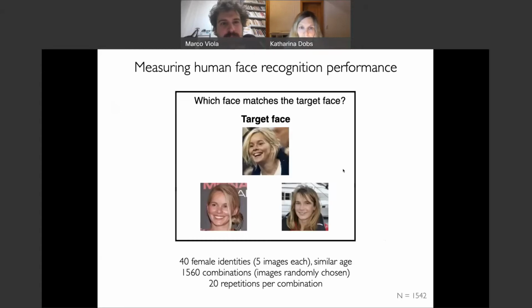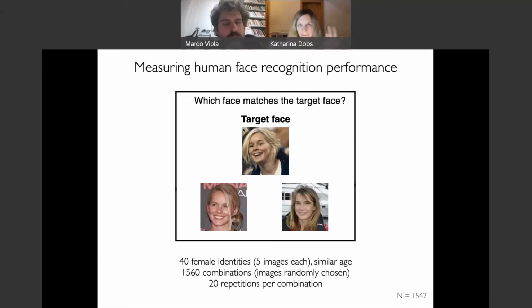So how did we measure human face recognition performance? We ran a large-scale study on Amazon Mechanical Turk and simply asked subjects to choose which of two matching faces in the bottom here belong to the same identity as a target face, based on all combinations of 40 different identities. We particularly chose 40 female identities of similar age, all of the same race, so they were all white, in order to make the task rather difficult.